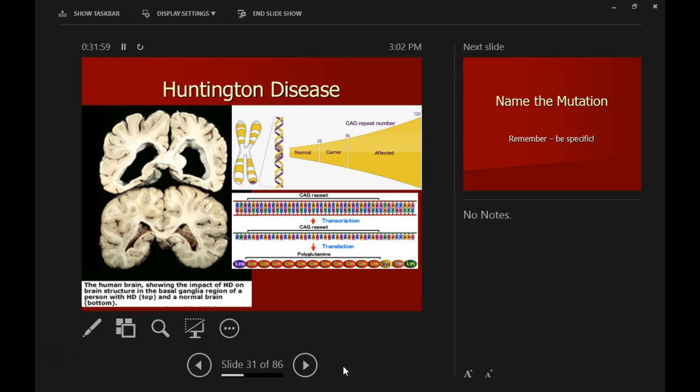Now, there's a test for it. And this was developed in the 80s. You can tell, if you had a parent with HD, whether you're going to come down with HD or not. The interesting thing is that the age of onset has to do with the number of repeats.